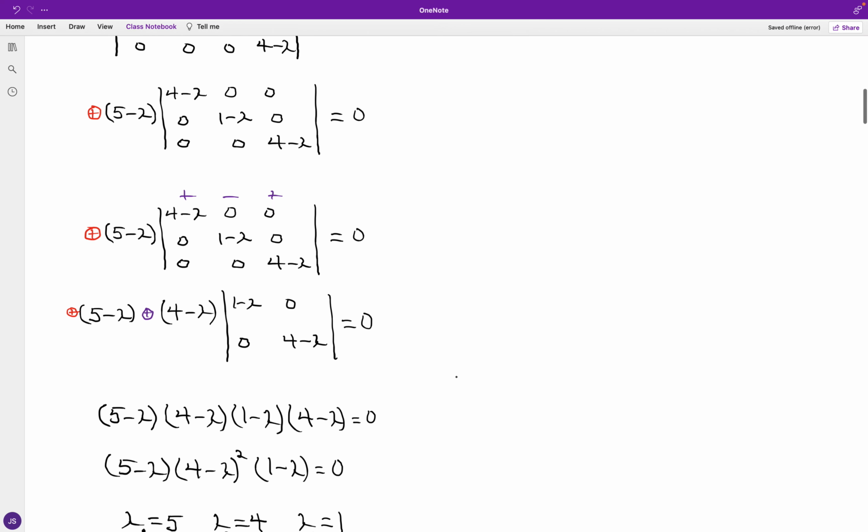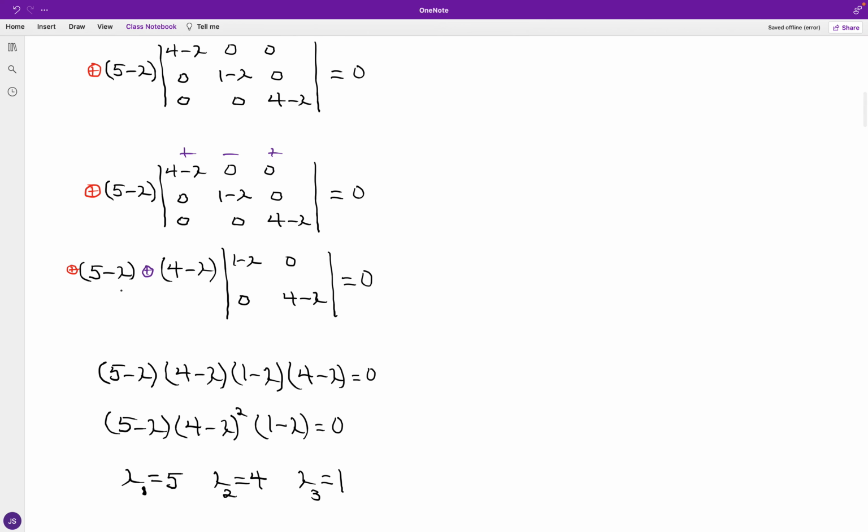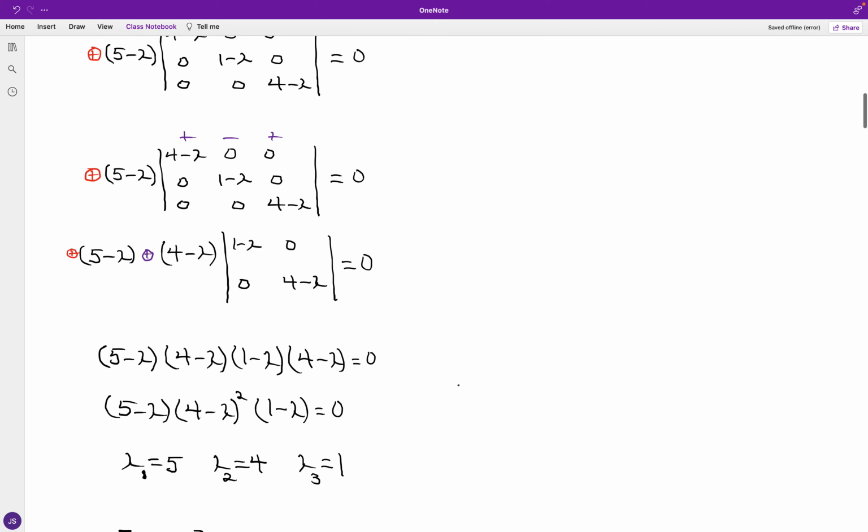Looking at what we have, you have 5 minus lambda times 4 minus lambda, and again the 2 by 2 determinant, so we have 1 minus lambda times 4 minus lambda, and that product is equal to 0. Notice that 4 minus lambda is a repeating linear factor, so in the rewrite, condensing, we have 5 minus lambda times the square of 4 minus lambda times the quantity of 1 minus lambda is equal to 0.